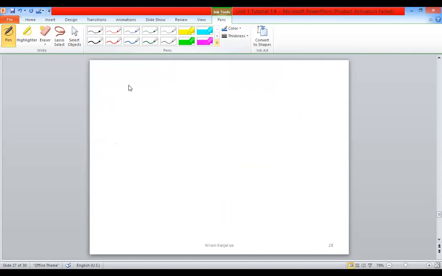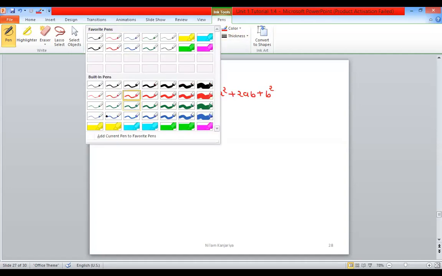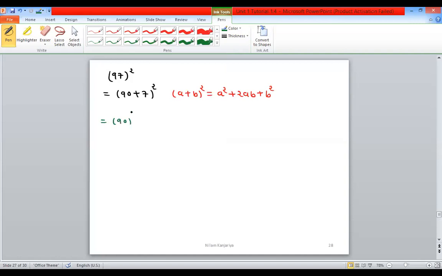So if you use the positive identity for 97 whole square, that means it's 90 plus 7 whole square. This is your positive identity, (a plus b) whole square, which gives you a square plus 2ab plus b square. So now we apply it here. Look here, it's 90 square, 2 into 90 into 7, and plus 7 square. So 90 square is 8100.